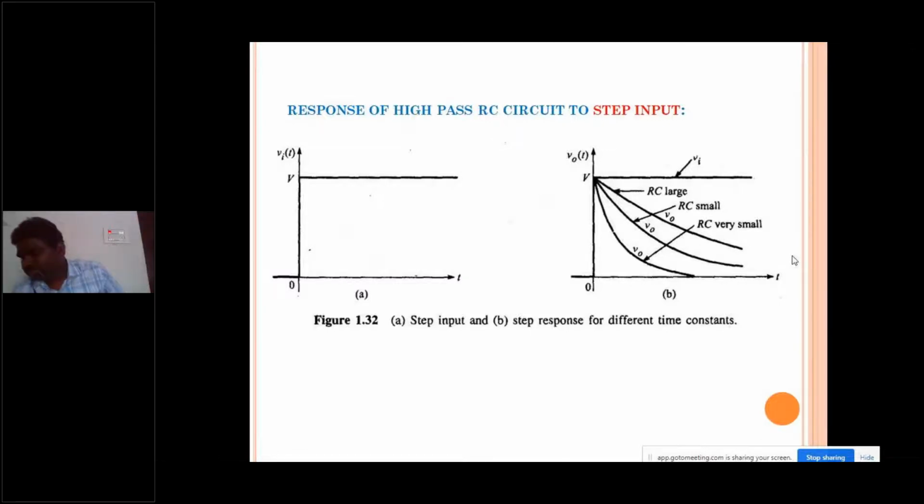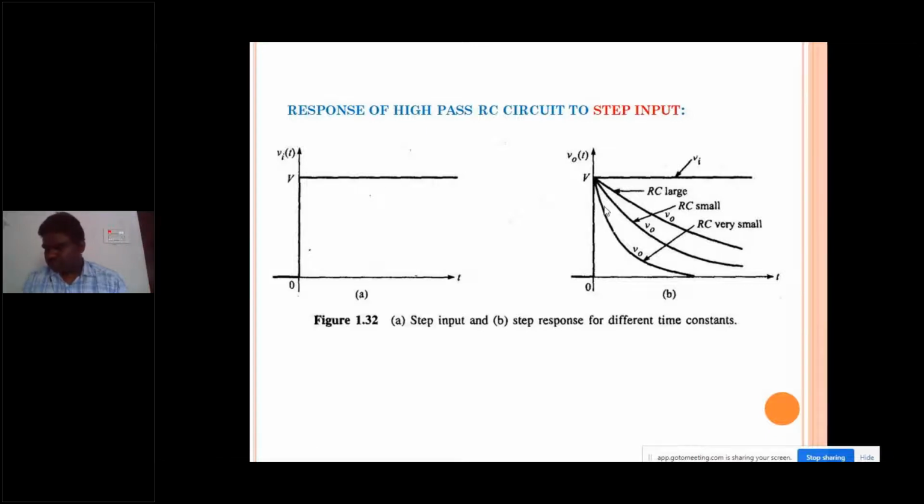It is taking much time, so that's why I'm just giving the shapes of the output. If I apply a step input signal to a high pass circuit, then the output shape is an exponentially decaying curve. For RC value large, it is like this. If it is medium and if it is small, then this is the output shape, the step response for it.